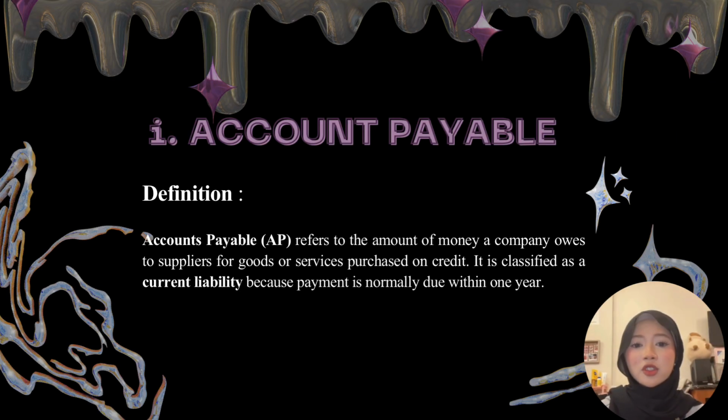Now let's move on to the first type of current liabilities, which is accounts payable. Accounts payable, or AP, is the amount of money a company owes to its suppliers for goods or services purchased on credit. This means the company has already received the goods or services but has not made the payment yet. It is classified as a current liability because the payment is normally due within 1 year.